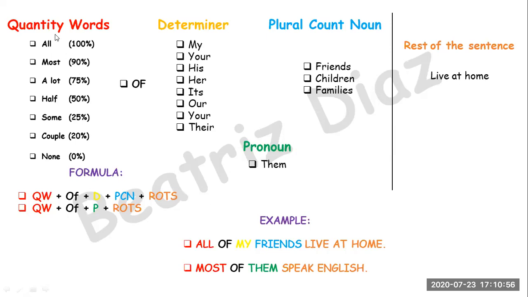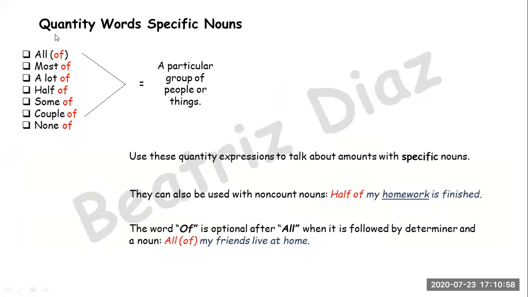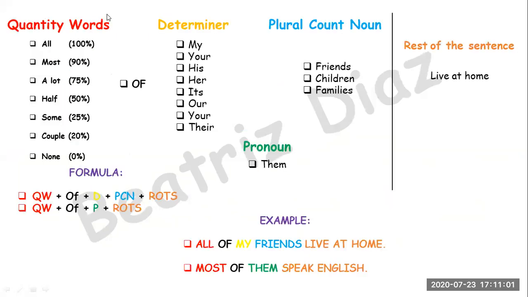As you see, it's divided in colors. The quantity words are in red. So in the example, you see the quantity words in red. The determiner of is in black. The determiner is in yellow. And here the noun is in blue. And the rest of the sentence is brown. So you can study that when we finish.